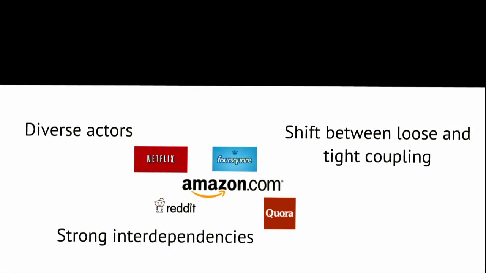You could probably come up with many examples of when this is the case. For instance, services like Netflix, Foursquare, Quora, and Reddit are, to a certain and varying degree, dependent on the workings of Amazon, for instance. Sometimes more, sometimes less. Probably very much so on a Christmas Eve, for instance.